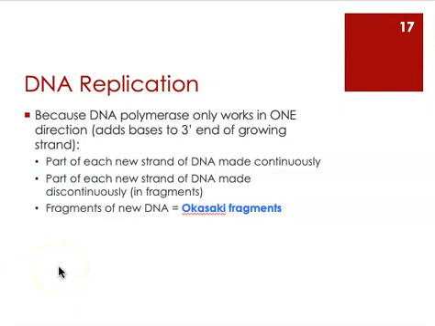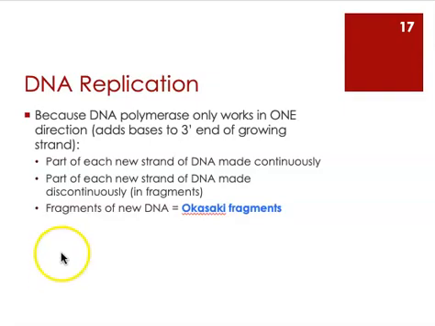So when you open up a replication bubble, because it works in both directions, it opens in both directions, there are going to be regions in that replication bubble where the DNA can be made continuously. In other words, the enzyme just adds one nucleotide after another nucleotide after another. And then there are going to be other regions in the bubble where the enzyme can't do that. It has to essentially work backwards, if you will. I'm going to show you an image in a minute that's going to make this a little clearer.